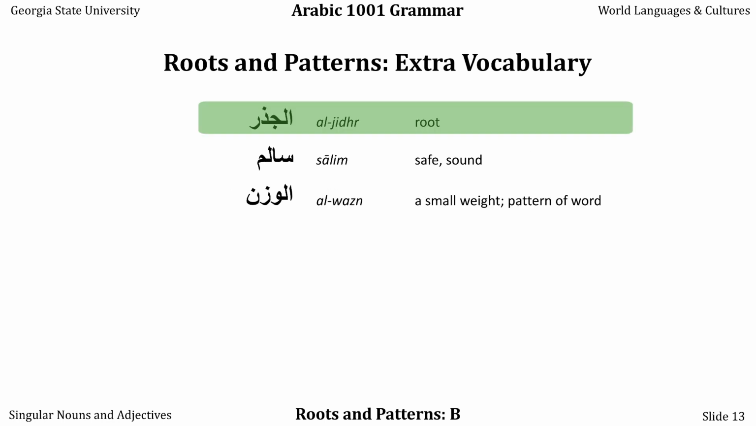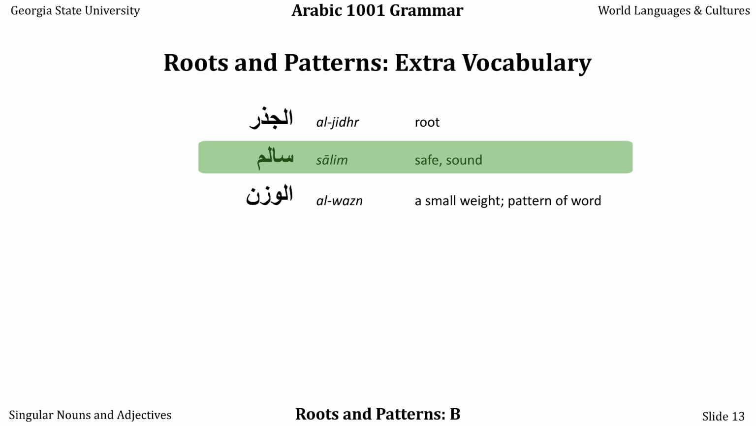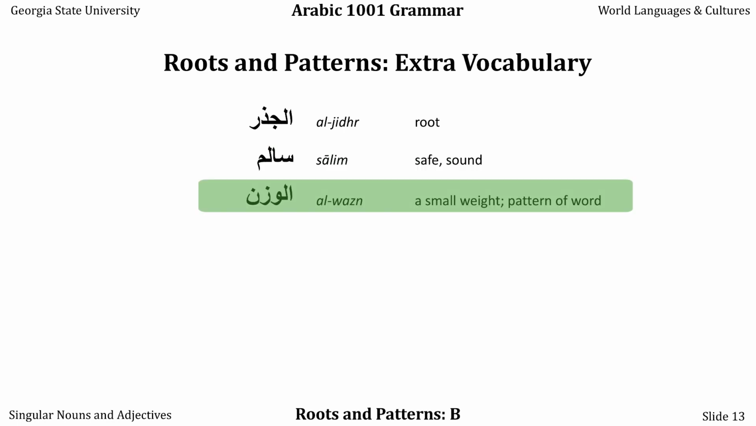We know that al-jidr is the root. Salim is our word for safe and sound. And to that we have added al-wazn. A wazn originally means a small weight, but is also our word for the pattern a word has. Now go back through your other vocabulary lists and see how many words you can identify that have the same patterns.